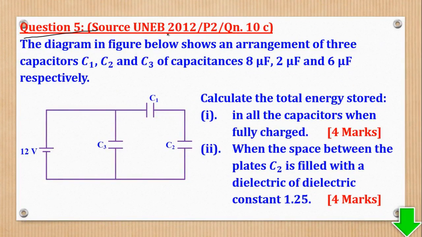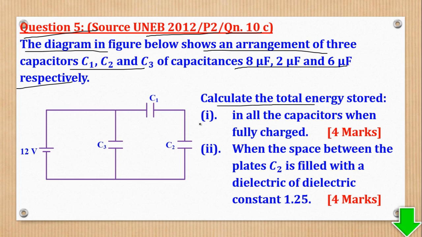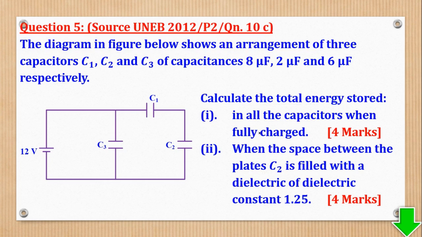Then question 5 came from UNEB 2012 paper 2 question 10C and says the diagram in the figure below shows an arrangement of 3 capacitors, these ones, of capacitances, these ones, respectively. So it's the diagram. Calculate the total energy stored, Roman 1, in all the capacitors when fully charged. Roman 2, when the space between the plates of C2 is filled with a dielectric of dielectric constant 1.25. So we shall first start with this one, energy stored when the capacitors are fully charged.